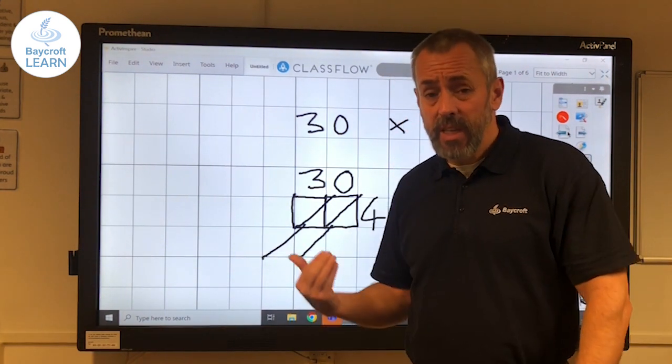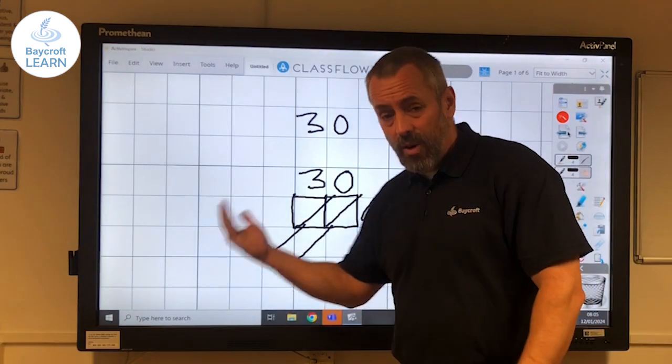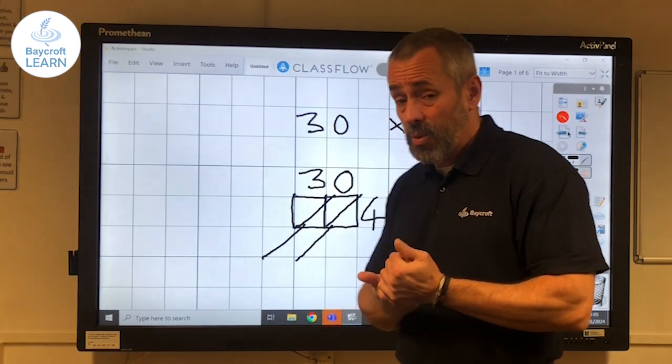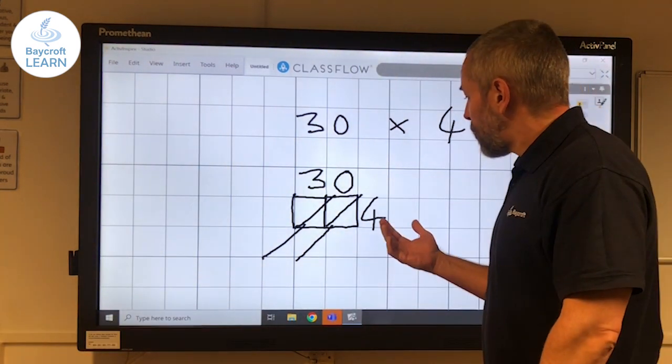That's probably the trickiest part of this, and it takes a little bit of working out and training to get into the habit of that. So it's really helpful if you've got square paper at home. Then we do our multiplying.